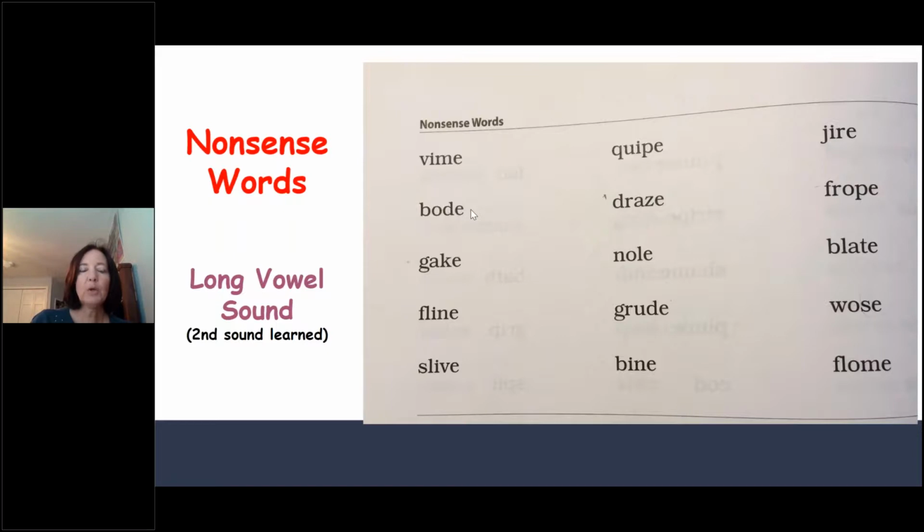Vime, bode, gake, fline, flive, quipe, draze, knoll, grude, bine, gyre, frope, blate, wose, floam.